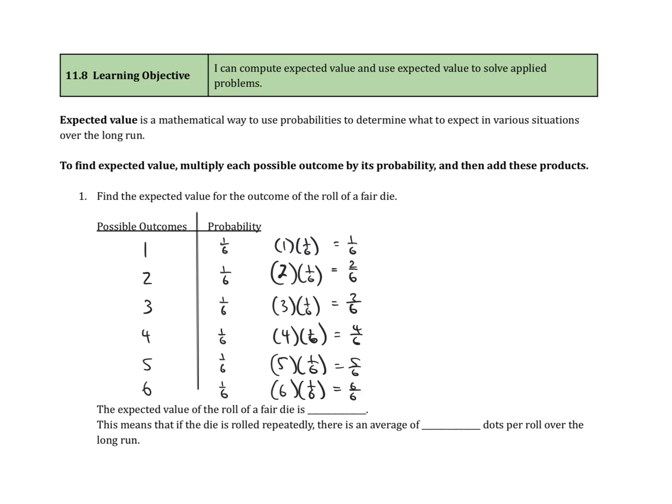I could simplify those, but they're going to be easier to add together if I don't. Now I'm going to add these up. 1/6 plus 2/6, and so on. I left the common denominators because then I just have to add the tops. So adding up the tops, 1 plus 2 plus 3 plus 4 plus 5 plus 6 gives me 21/6, which is 3.5. That is the expected value of a fair die, 3.5. What that means is if the die is rolled repeatedly, there are an average of 3.5 dots per roll over the long run.